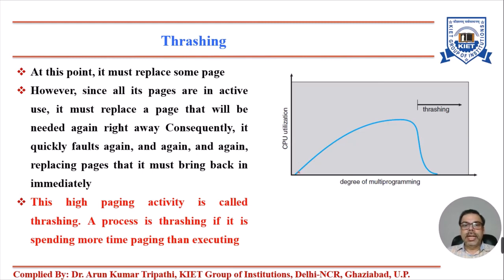Here is the example. As we increase the degree of multi-programming, the utilization increases continuously. And after a certain interval, when the number of multi-programming reaches its limit, there is automatically a sudden decrement in the performance of the CPU, or CPU utilization, due to page faults. So this is known as thrashing. This activity is known as thrashing.